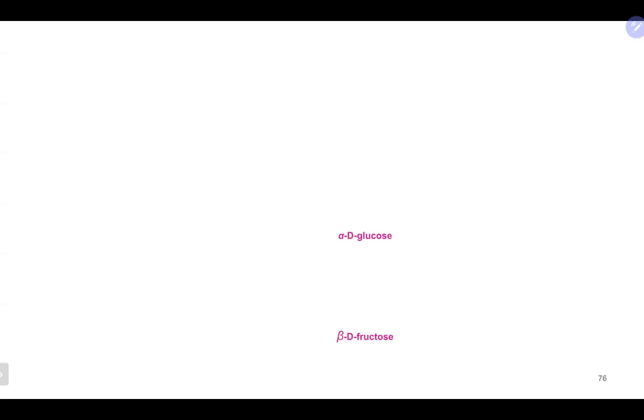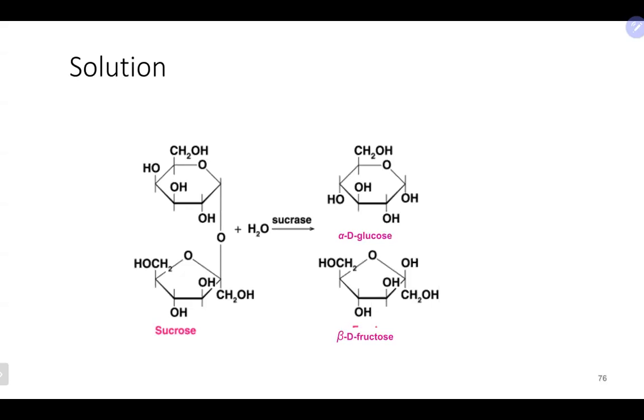All right, so if we wanted to break apart our disaccharide, we basically just throw in water, and it would break apart through the bond, and you would get back your 2 individual monosaccharide units, which in this case would be glucose and fructose.